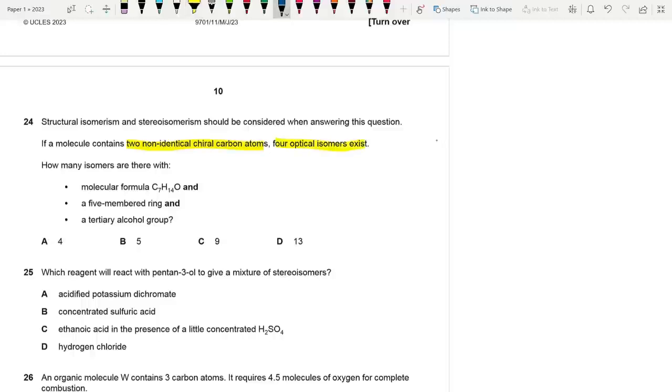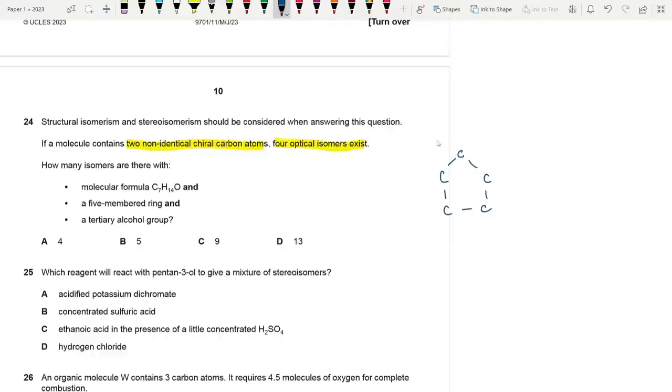Molecular formula C7H14O, 5-membered ring, tertiary alcohol group. Okay, so C, C, C, C, C. So this is a 5-membered ring. All right, so that's the first thing that we need to do.